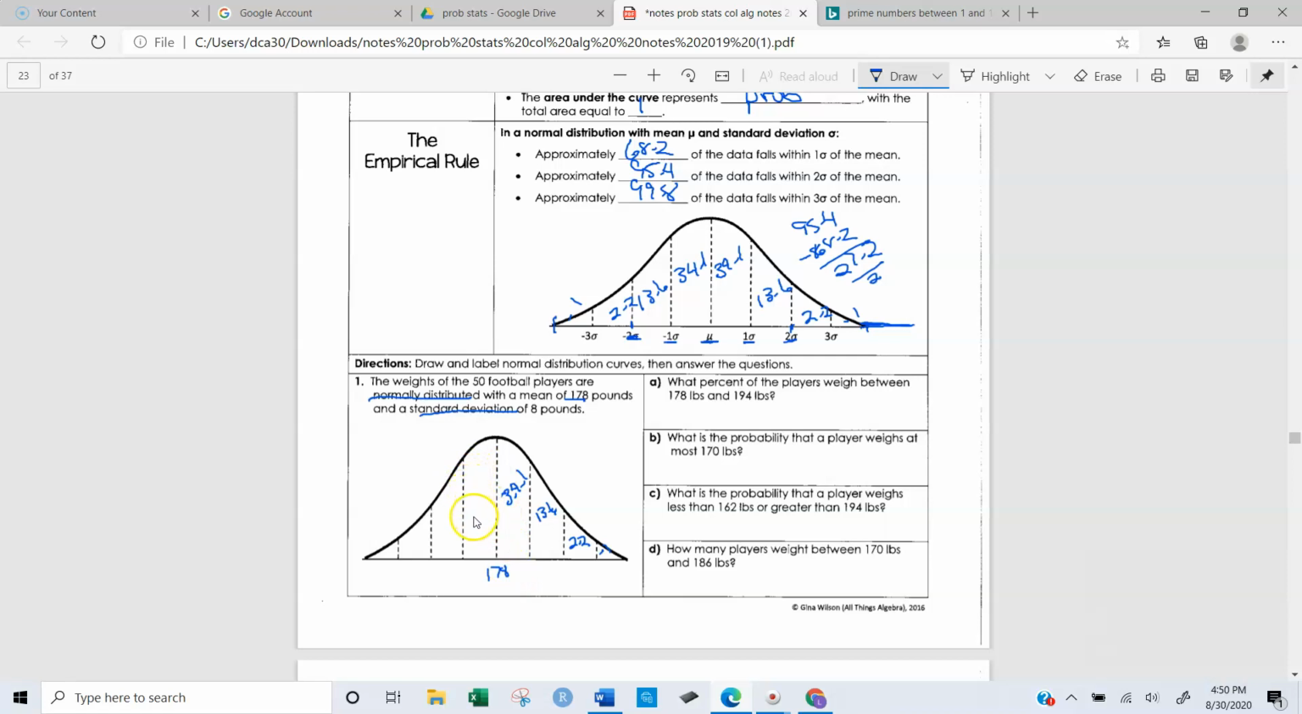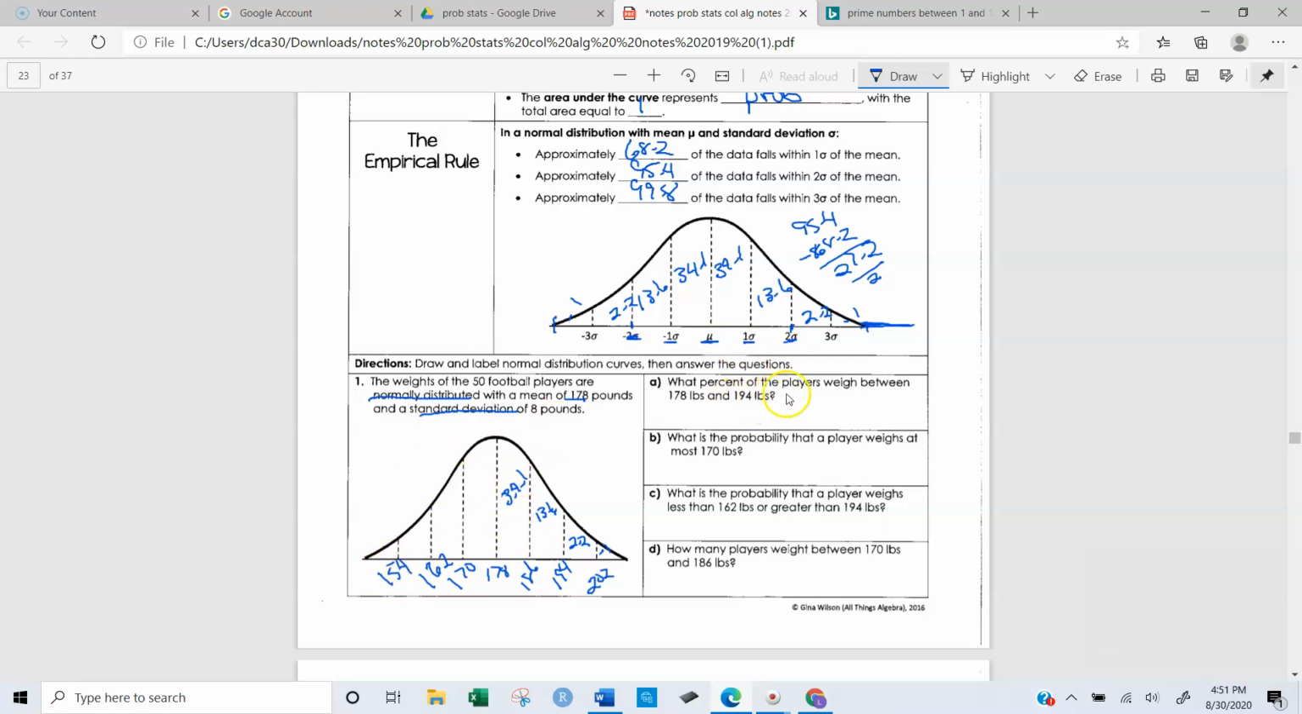So I take 178 and I add 8 and I get 186. I add 8 again, I get 194. I add 8 again and I get 202. This is a very small football team. Probably not accurate. Subtract 8 here, we have 170 pounds, 162 pounds, and 154 pounds. Okay, I have my curve filled out.